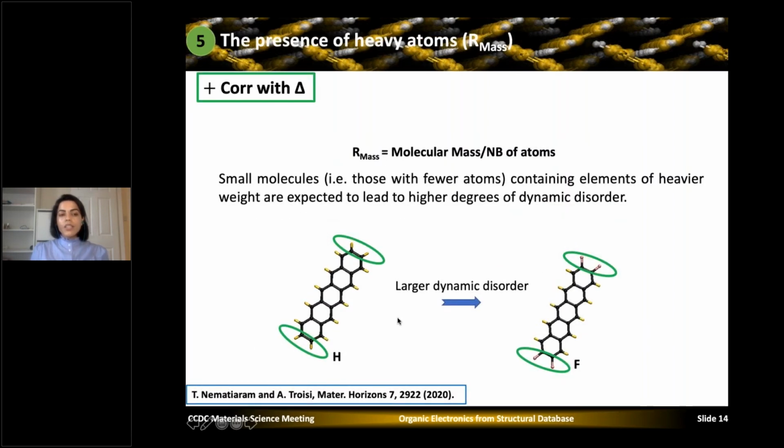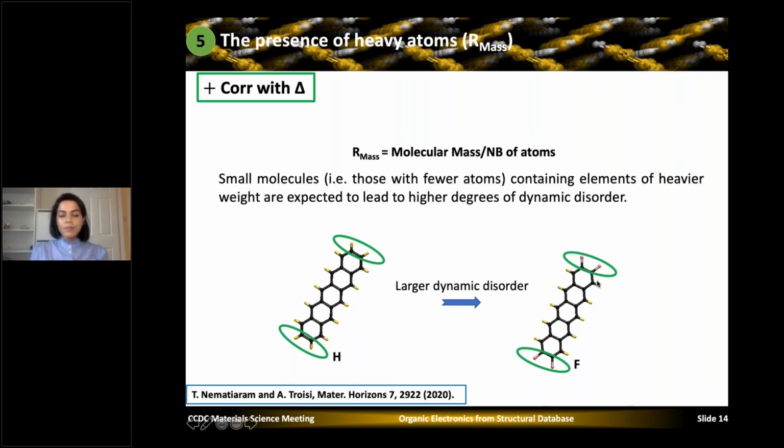And the final correlation was between the dynamic disorder and the presence of heavy atoms. In fact, we observed that the molecules that have fewer atoms of heavier weight show larger values of dynamic disorder. So basically, in contrast to what we observed for the alkyl chains, involvement of heavy atoms in the molecular structures increases the number of low frequency phonons, and so they can easily be populated at room temperature, and obviously they increase the dynamic disorder.